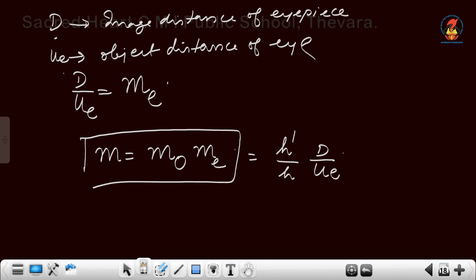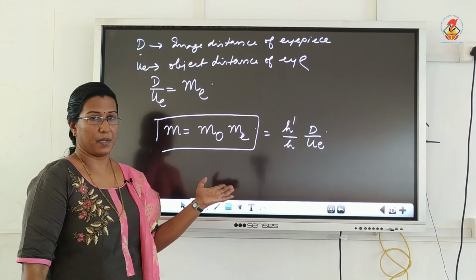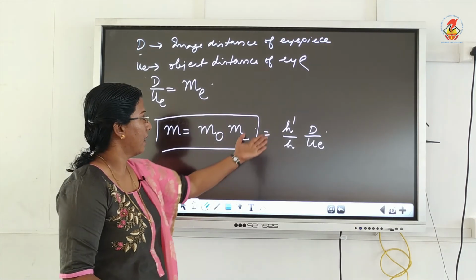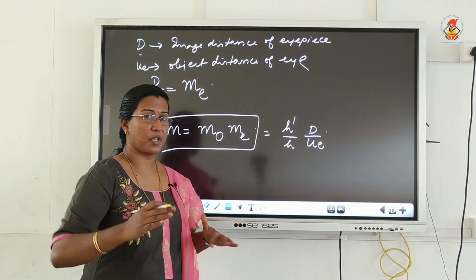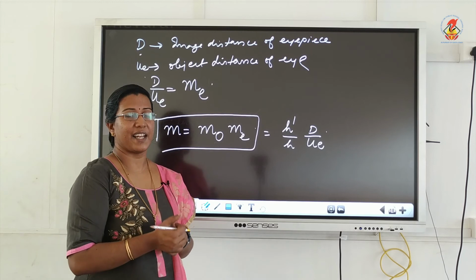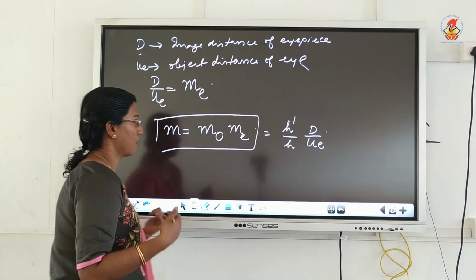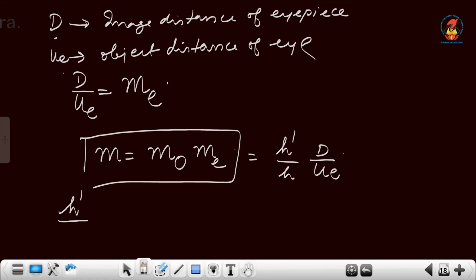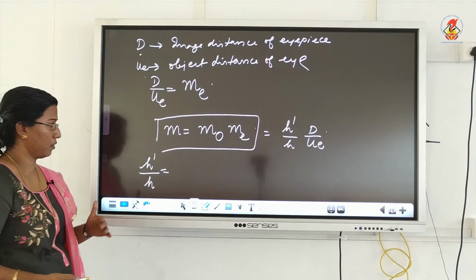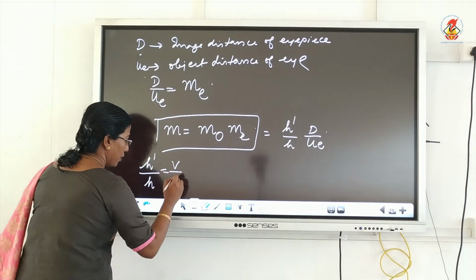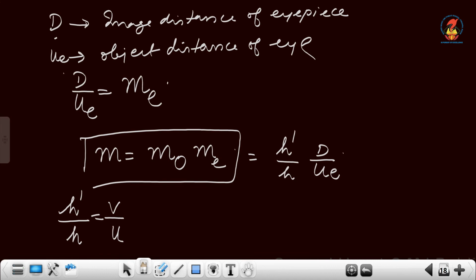Now it is difficult to measure the height of the object and image. Now we have modern technology, but still h dash and h are difficult to measure. So we are going to convert h dash and h into image distance and object distance. So we can write h dash by h. We know using the lens formula we derived h dash by h in terms of v and u. It is v by u. Since it is magnification produced by the objective, we can write it as v0 by u0.